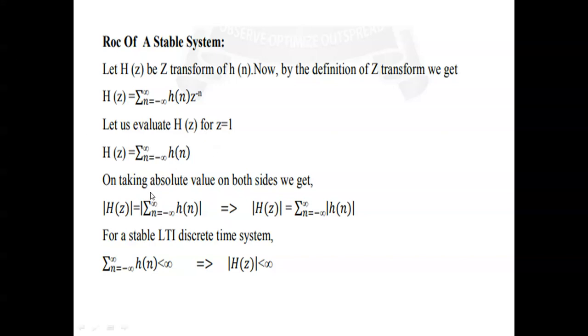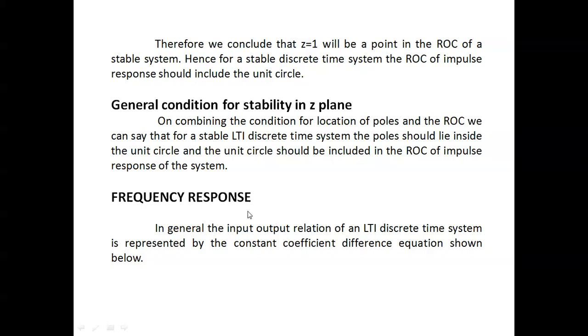Z is equal to 1. So on taking absolute value on both sides, this is the value we get. So therefore, we have to conclude z is equal to 1 will be the point in the ROC of the stable system. Hence, for the stable discrete time system, the ROC of impulse response should be included into unit circle.